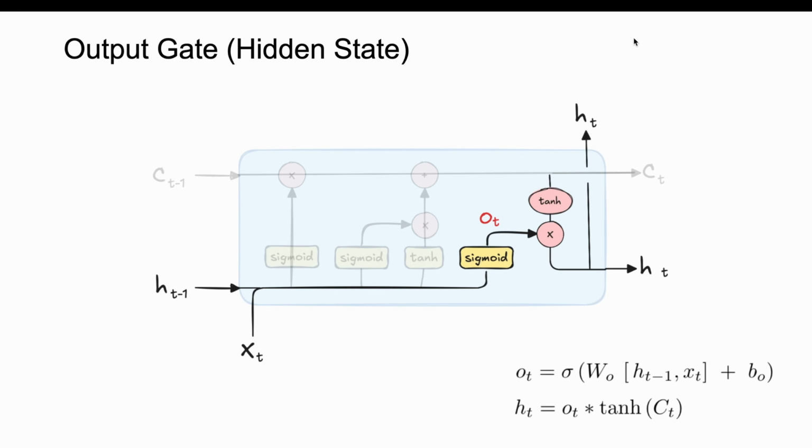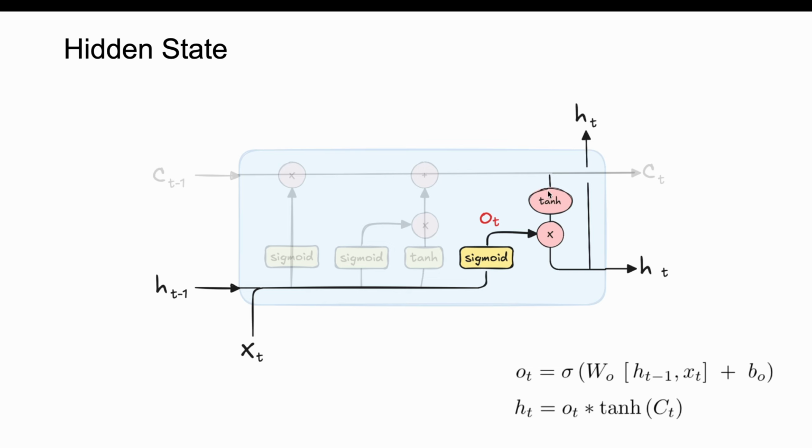Now let's look into the output gate, which is responsible for creating the new hidden state HT. Same as before, this sigmoid layer also takes the concatenated input from the previous hidden state and the current input, that is HT minus 1 and XT, and we get the output OT. Here also the values will be between 0 and 1. The OT vector will determine which parts of the cell state to keep in the output hidden state and which parts to remove. Then we take the cell state CT and pass it through tanh.